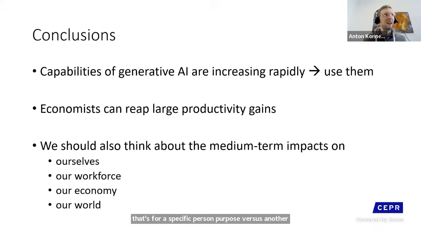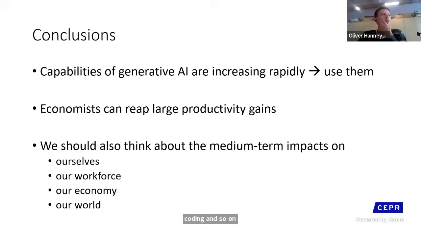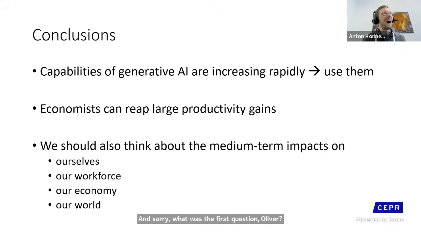So personally, I use Claude for most of my writing because I like its language. It has a very nice writing style. And I use ChatGPT for more quantitative analysis and coding and so on. And sorry, what was the first question, Oliver? Whether there are easy indicators of when a model is hallucinating.